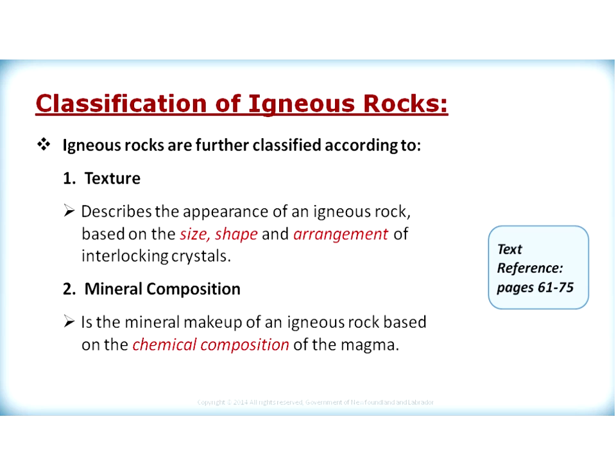When we look at classifying igneous rocks, they can be classified according to 2 characteristics. The first characteristic, which will be the focus of this presentation, is texture. Texture describes the appearance of the igneous rock based on the size, shape, and arrangement of the interlocking crystals. Igneous rocks can also be classified according to mineral composition, that is, the mineral makeup of the igneous rock based on the chemical composition of the parent magma. References in the text can be found on pages 61 through 75.